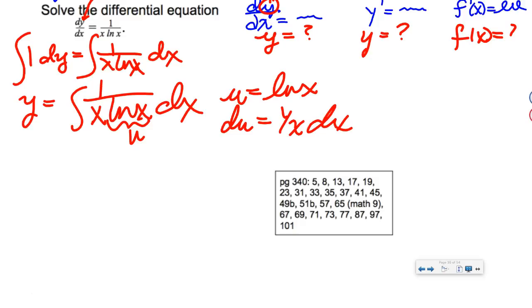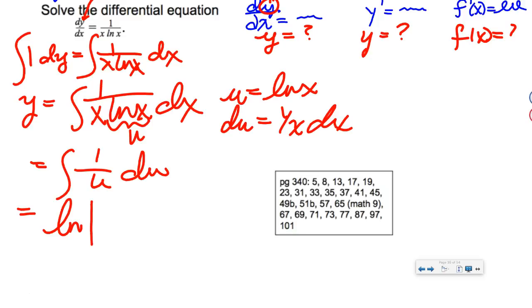This is set up for me. I've got 1 over u du. That's nice, right? Colin, what's the antiderivative of 1 over u du? ln absolute value of u, and u is another ln. All right, so let's just circle that.